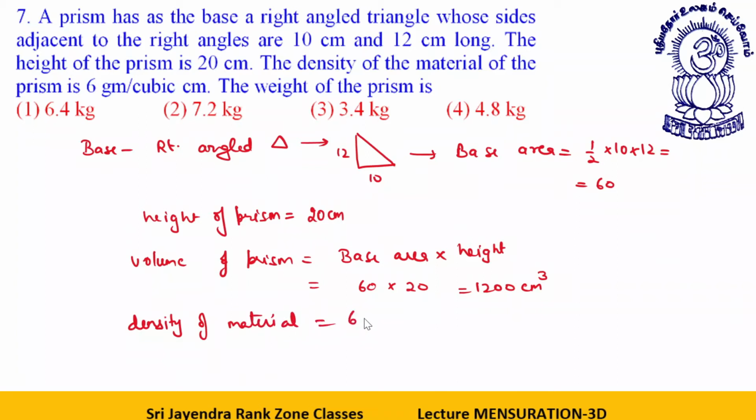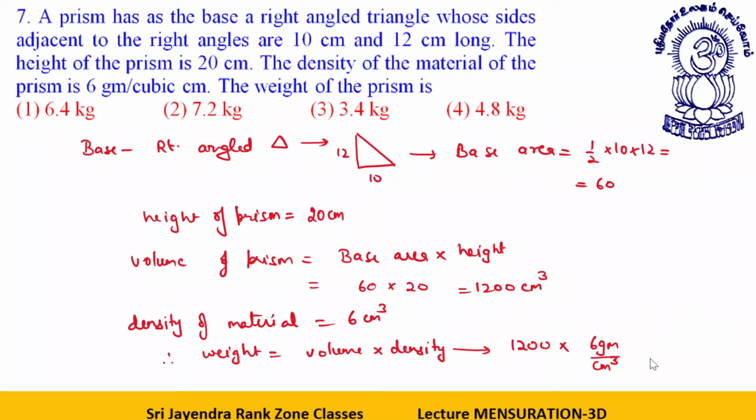The density of the material is 6 gram per centimeter cube. Therefore, what is the weight? Weight or mass is actually volume into density. So what is the volume? The volume is 1200 centimeter cube and the density is 6 gram per cubic centimeter. Okay, this is 6 gram per centimeter cube.